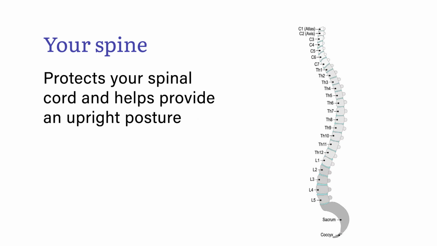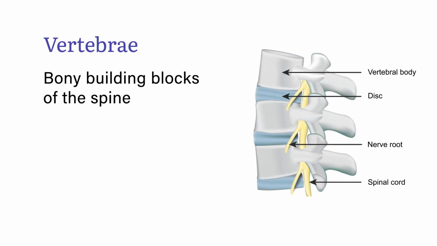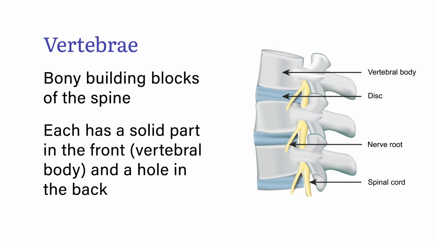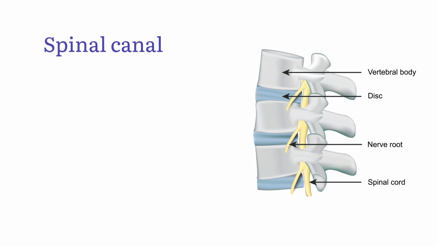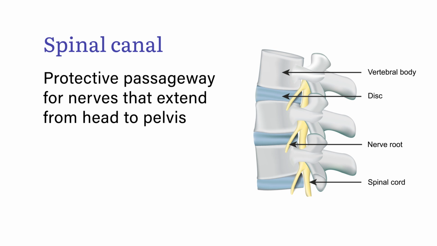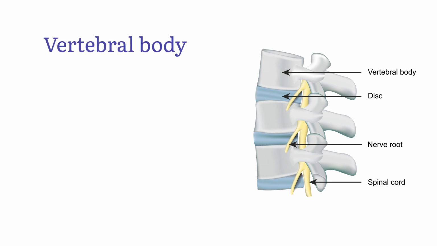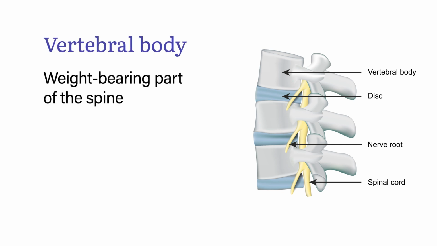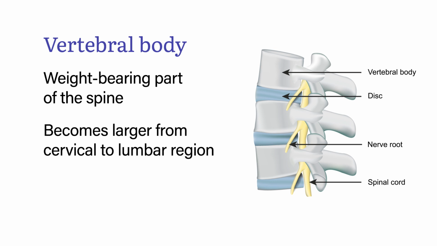The spine protects your spinal cord and helps provide you with an upright posture. Vertebrae are the bony building blocks of the spine. Each vertebra has a solid part in front, the vertebral body, and a hole in the back. When lined up, these holes in the back form a spinal canal. The spinal canal serves as a protective passageway for the bundle of nerves that extends from head to pelvis. The vertebral body is the principal weight-bearing part of your spine, and they become increasingly larger from the cervical area down to the lumbar region.